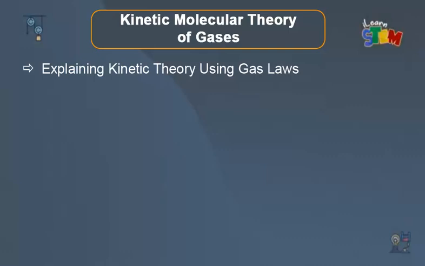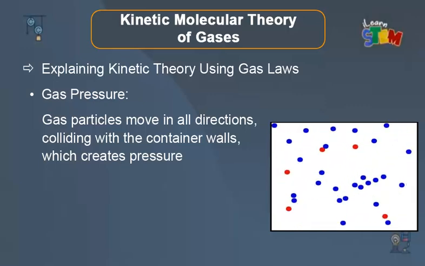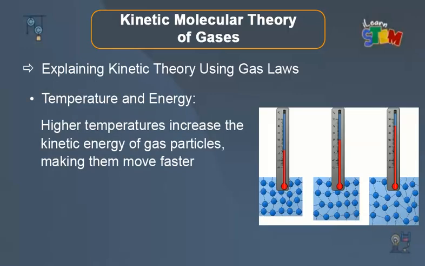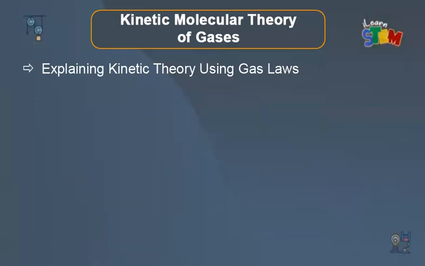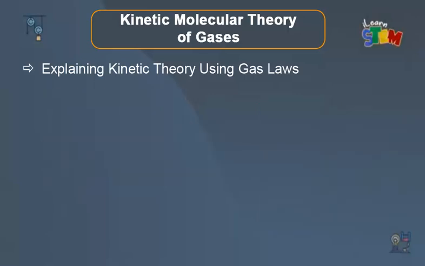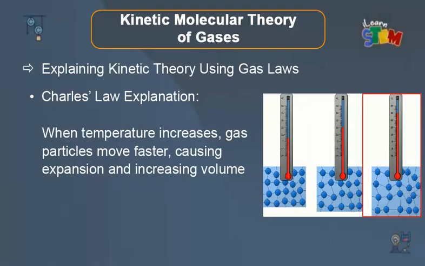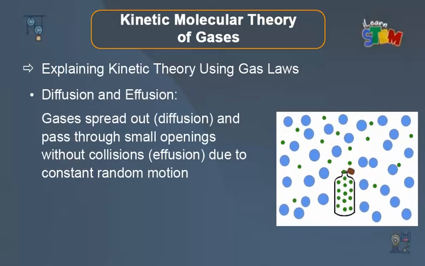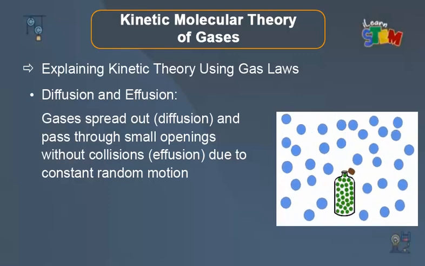Explaining kinetic theory using gas laws. Gas pressure. Gas particles move in all directions, colliding with the container walls, which creates pressure. Temperature and energy. Higher temperatures increase the kinetic energy of gas particles, making them move faster. Boyle's law explanation. When volume decreases, gas particles collide more frequently with container walls, increasing pressure. Charles' law explanation. When temperature increases, gas particles move faster, causing expansion and increasing volume. Diffusion and effusion. Gases spread out and pass through small openings without collisions due to constant random motion.